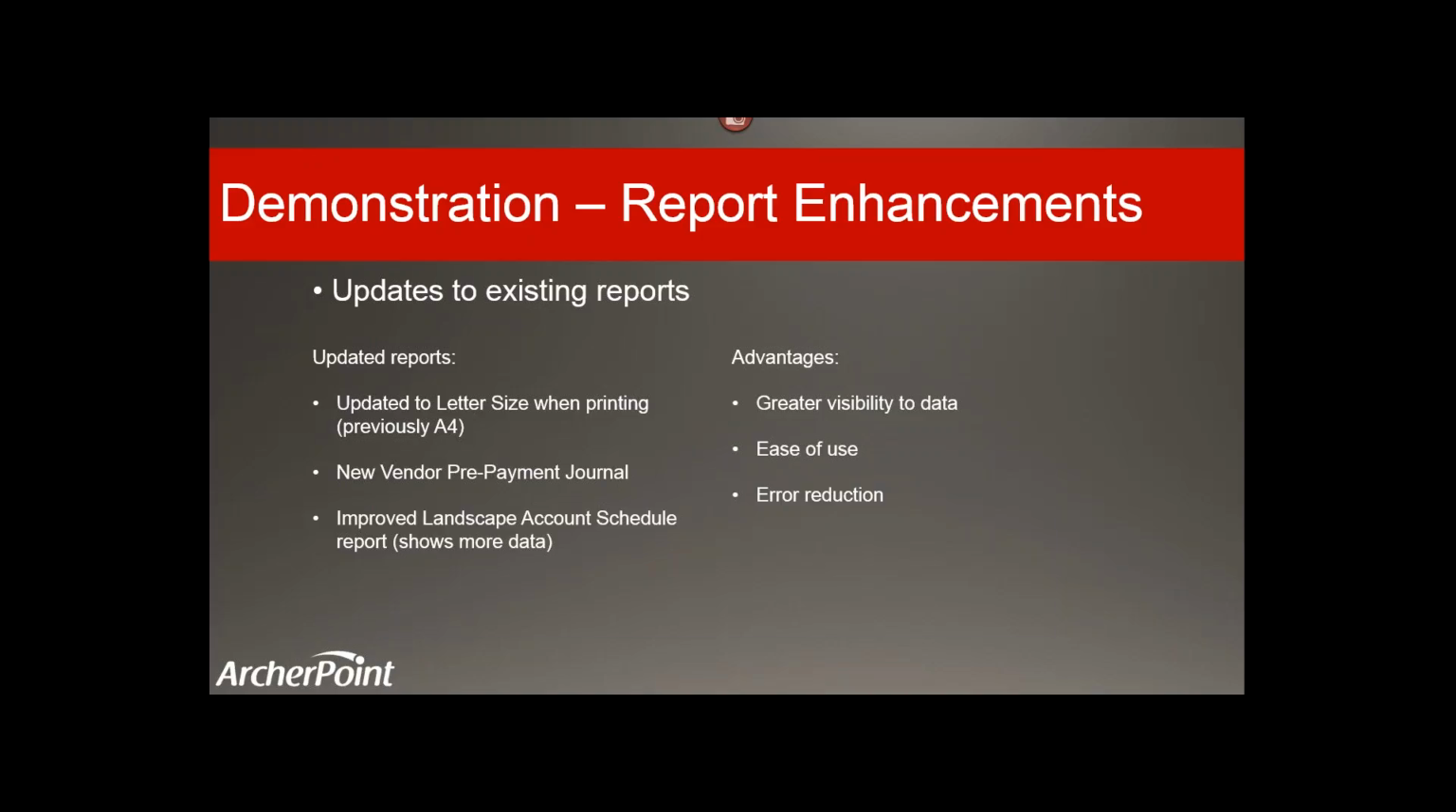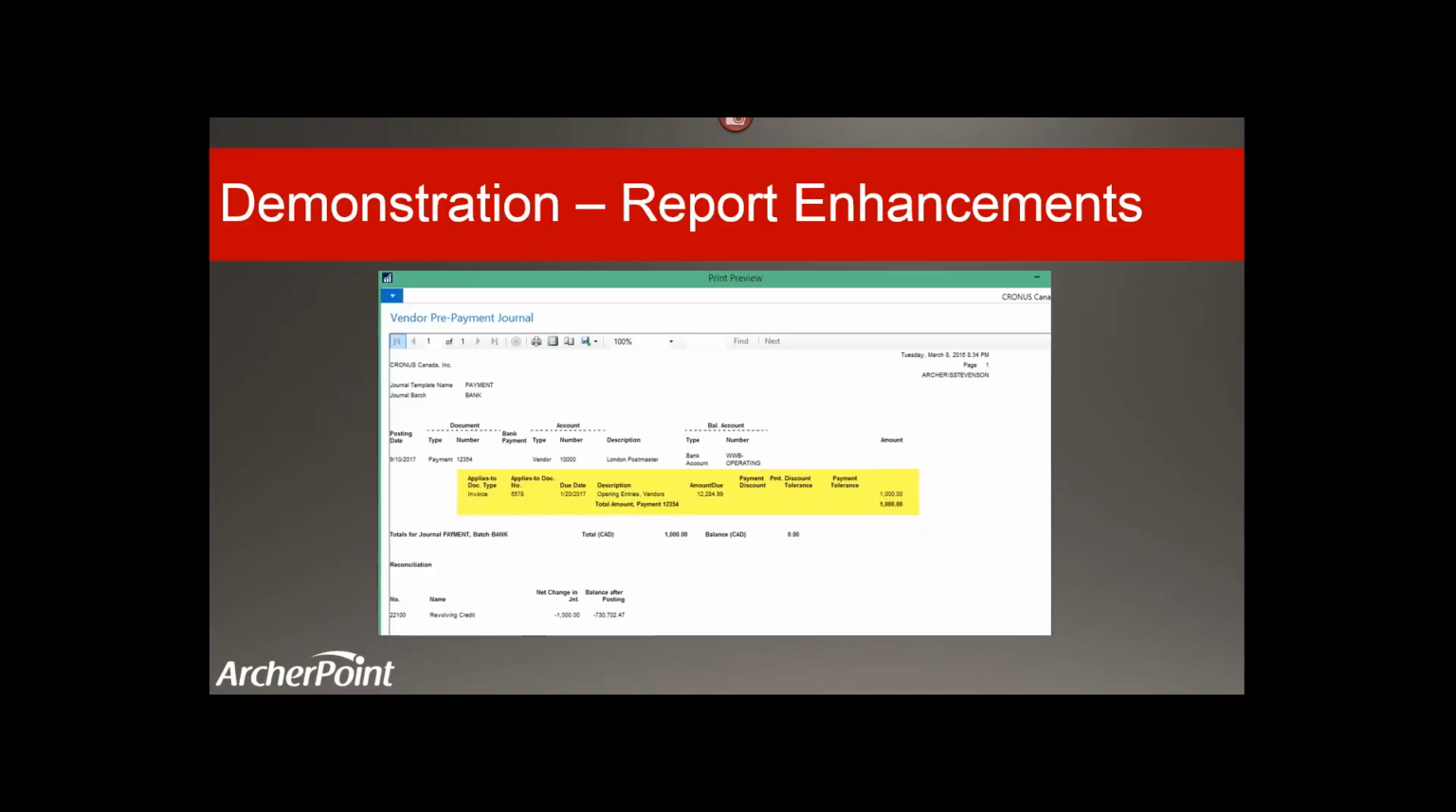So I just have a couple of screenshots to show. So this is the vendor prepayment journal, and the highlight is just the additional detail that you see in there that's previously not in the older version. So it tells you the invoice, the due date, if there's any discounts associated with it, and what it's paying. I know that a lot of clients have requested this previously, so Microsoft added that to the version.